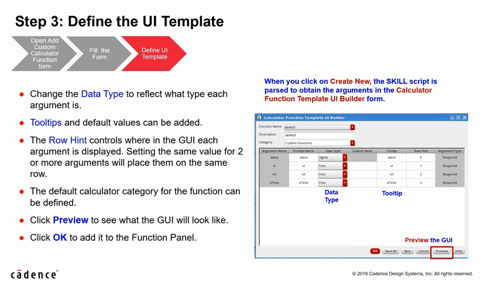By default, the GUI template information is appended to the custom skill file, and this will make it easier to keep the custom skill and GUI information together. To save this in a separate file, enable the checkbox labeled Separate UI Template File in the form that we saw on the previous slide.